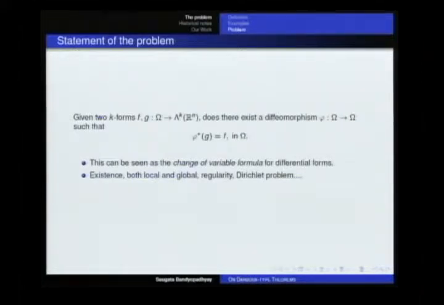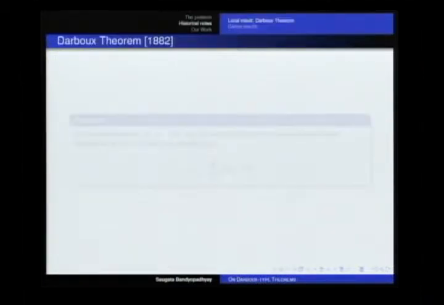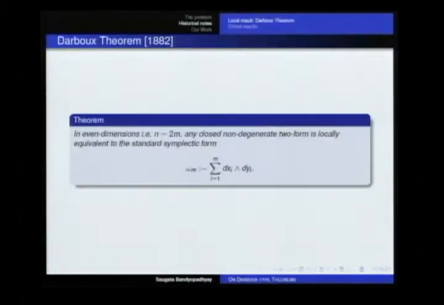by Darboux in 1882, when he proved that in even dimensions any closed non-degenerate 2-form is locally equivalent to the standard symplectic form. By locally equivalent, we mean that given any point we have a neighborhood on which we can find a diffeomorphism defined on the neighborhood such that the pullback equation is satisfied on the neighborhood.